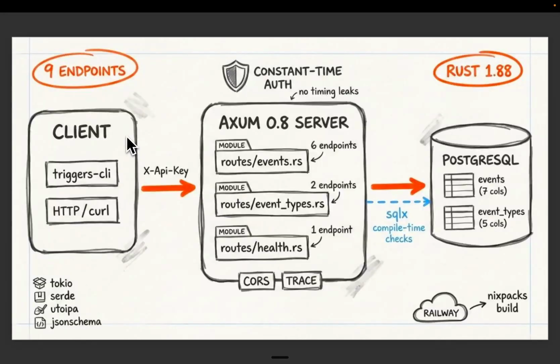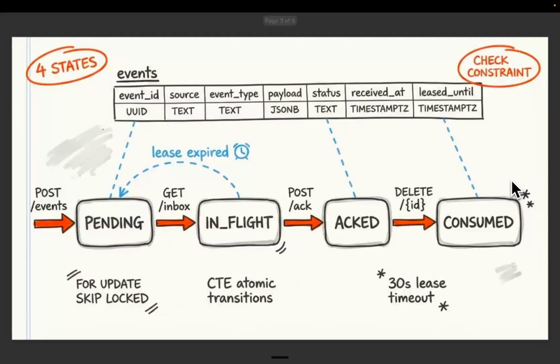On the client side, there are 2 tools. One is standard HTTP and curl. The other is the custom triggers CLI tool. That makes it a little bit easier to interact with the backend. This is deployed on Railway, and we have a Postgres service in the back. The events table, it's more complicated than this, but this is the general overview.